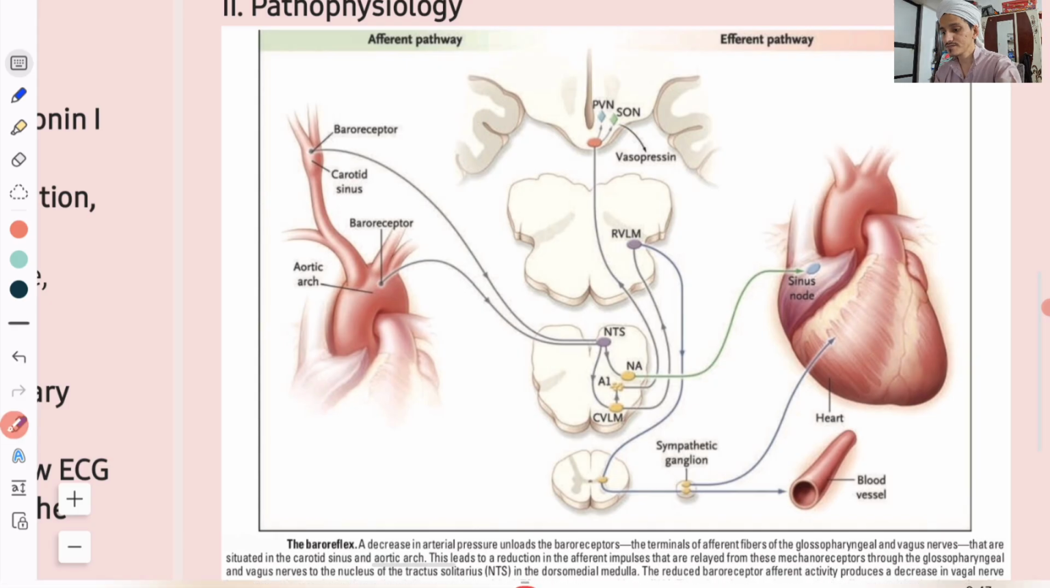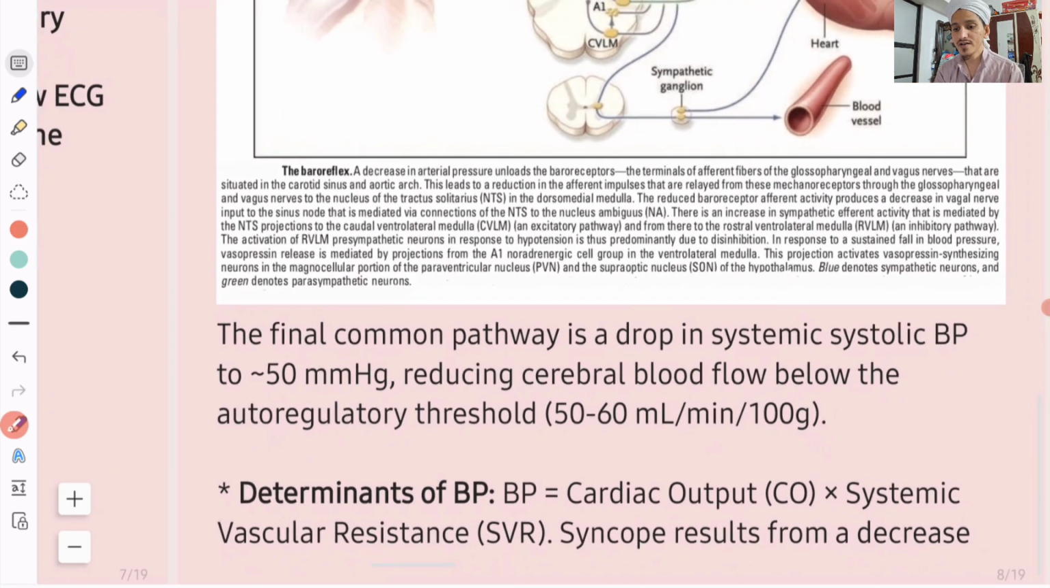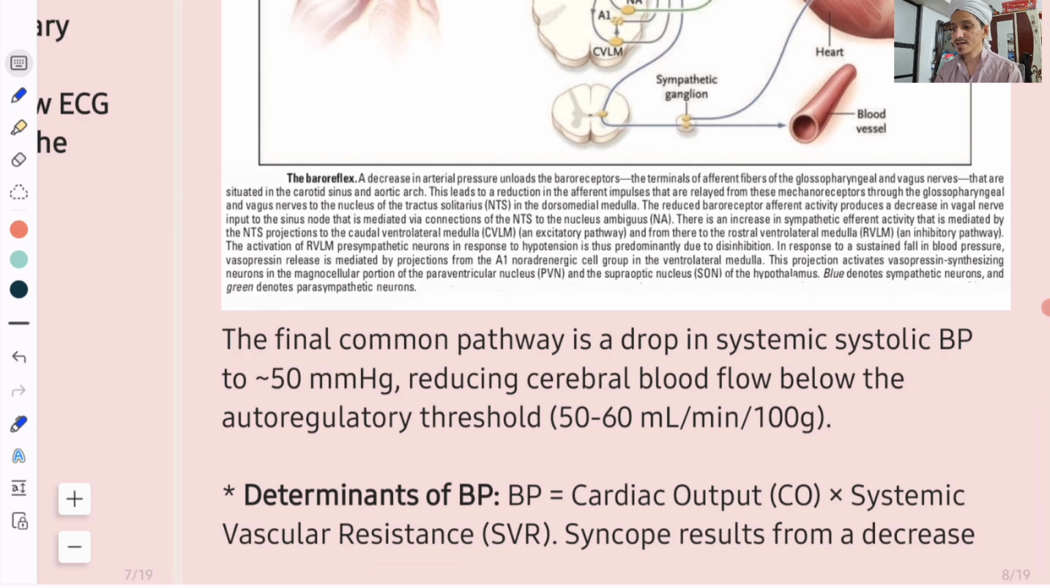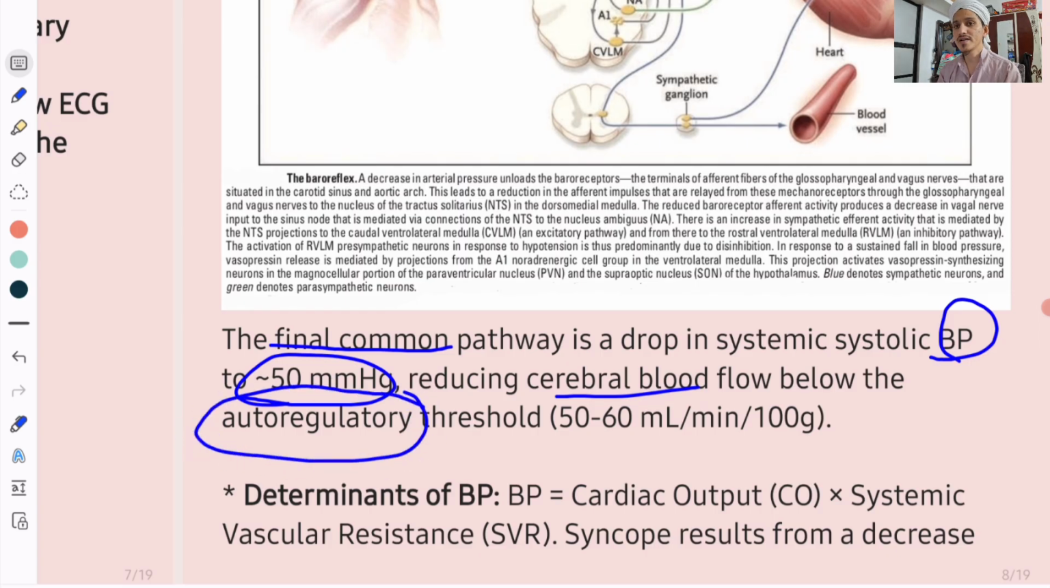Now moving forward. Whatever the mechanism, the final common pathway for syncope is reduction of systolic BP to approximately 50 mm Hg, reducing the cerebral blood flow below the autoregulatory threshold. You know what is autoregulation of circulation in the brain? The brain adjusts to decreased perfusion pressure as well as increased perfusion pressure, so that the intracranial pressure is not increased or the blood supply to the brain is not decreased. That is autoregulation in the brain. So it has some threshold.